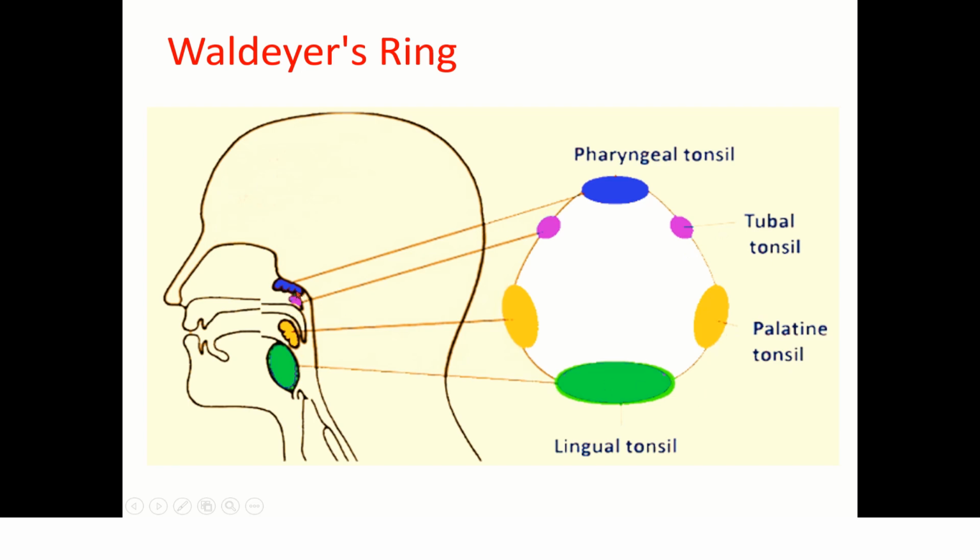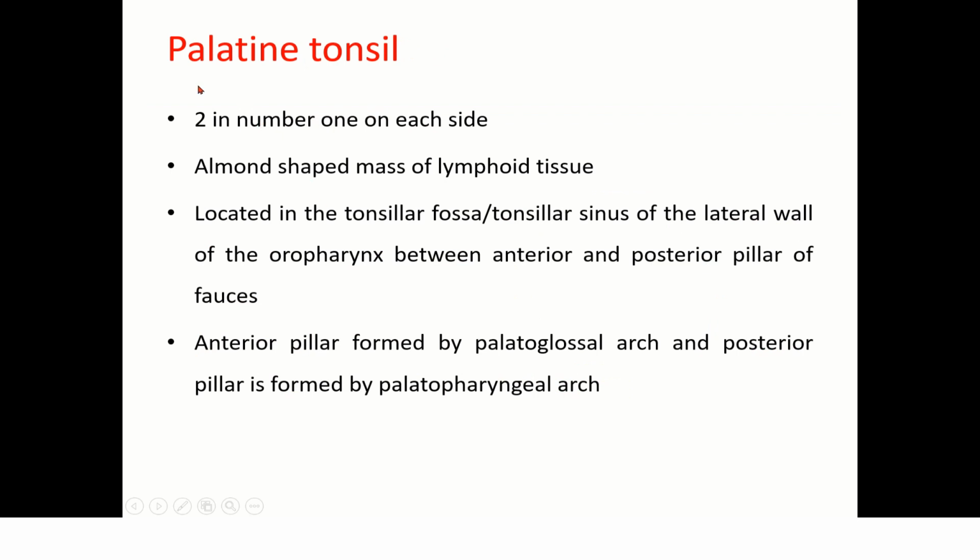You can see here nasopharyngeal tonsil, tubal tonsil, palatine tonsil, and lingual tonsil. So today's topic for discussion is the palatine tonsil. These are two in number, one on each side, almond shaped, located in the tonsillar fossa.